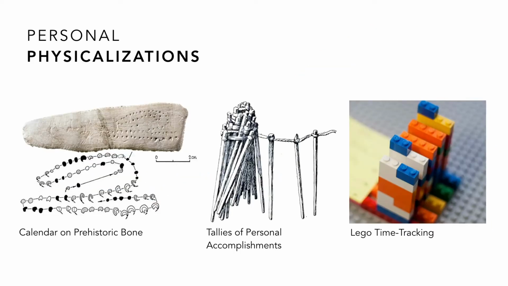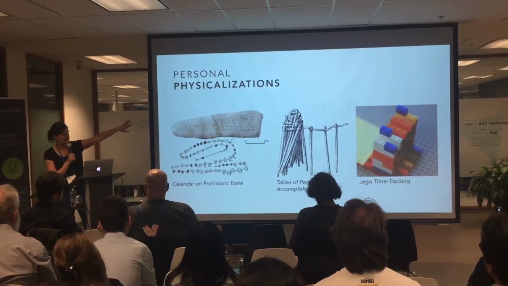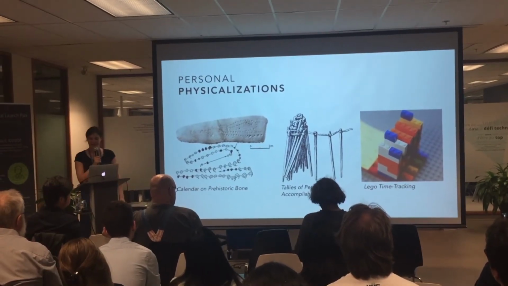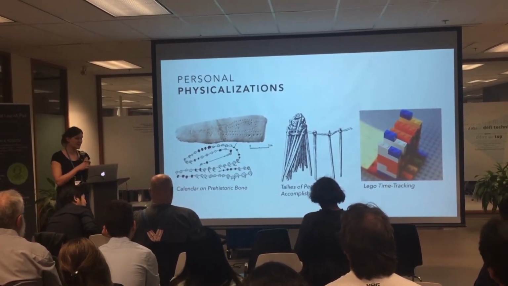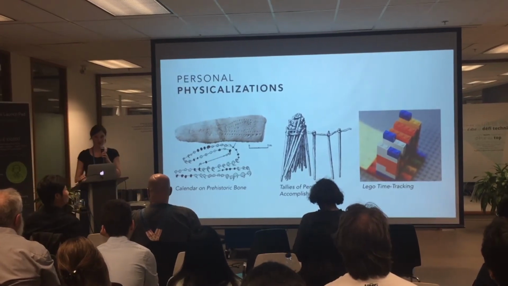Physical visualizations, or physicalizations for short, have been used for personal reflection actually for millennia. Early examples that you can see here include lunar markings on prehistoric bones and tallies of personal accomplishments. And some people still use this practice or similar things today. For example, the Lego visualization over on the right by Michael Hunger, he used that to track work hours on different projects.